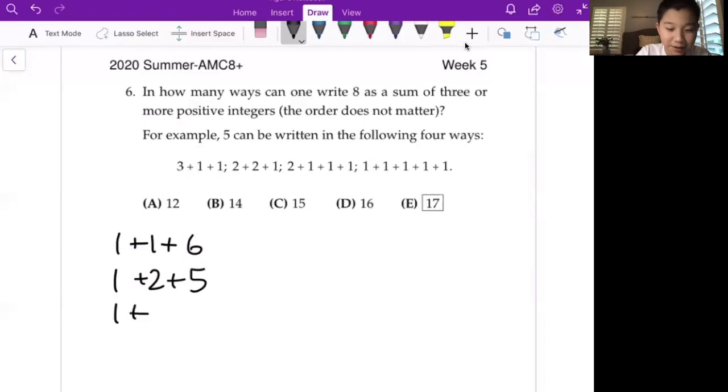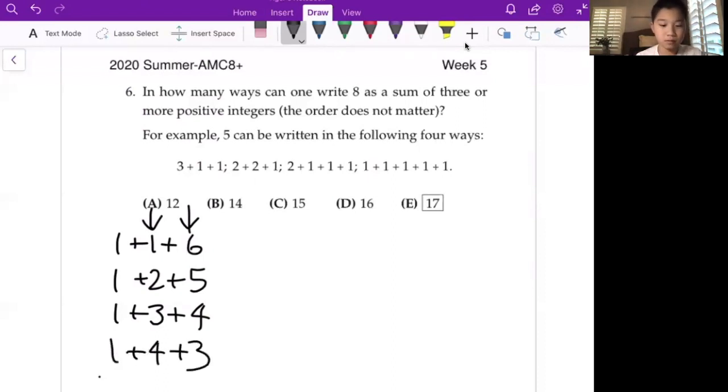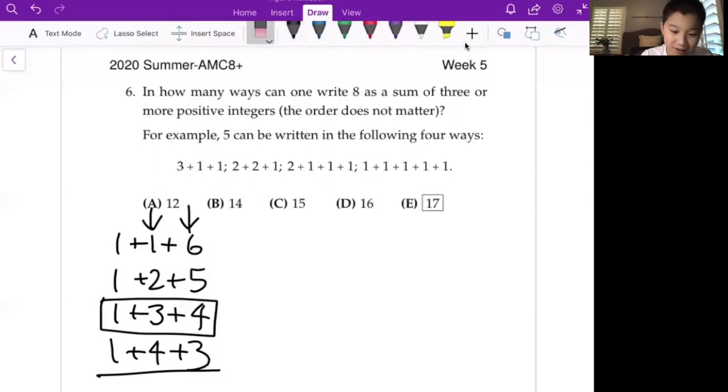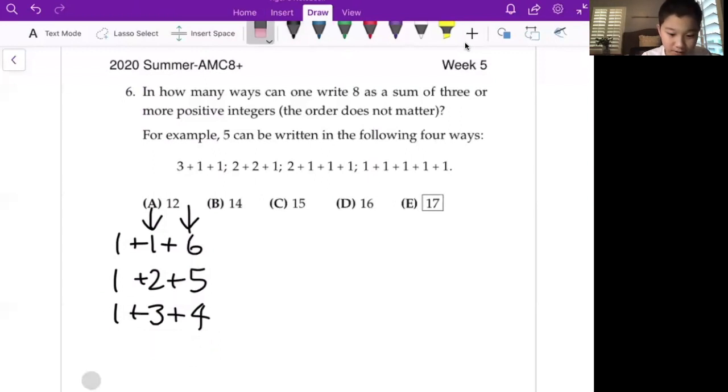And then every time I do this, I make the second to last number bigger and then make the last number smaller until this. So this is the last number. This is the second to last number. Well, what is that? It's just another way to say this. And since order doesn't matter, this is not a new permutation.